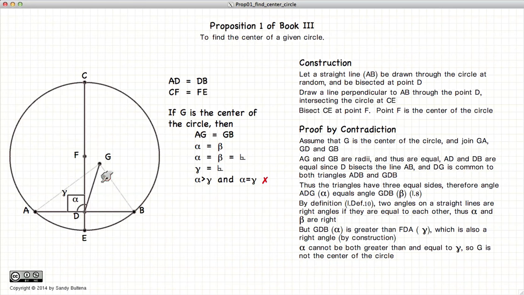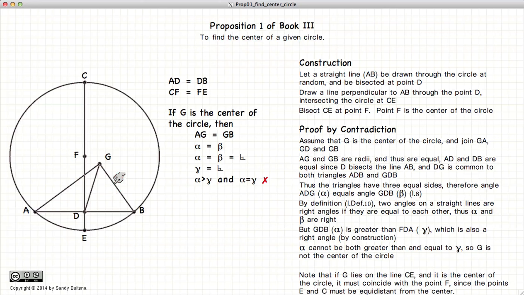We can choose any point that is not on the line CE and use the same logic to show that it cannot be the center of the circle. By the same token, if it's on the line CE, then it has to be point F because FC and FE must be equal. So there we have it. That is how you find the center of any given circle.